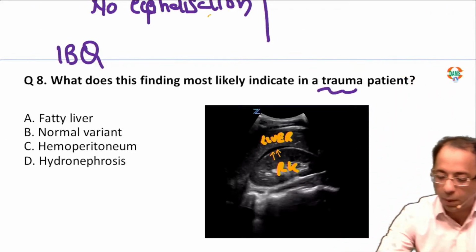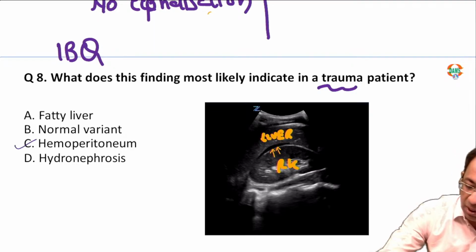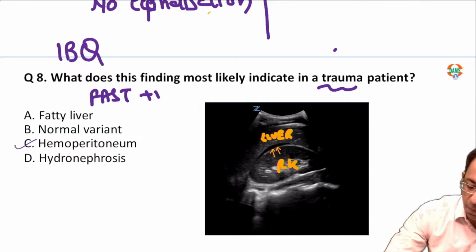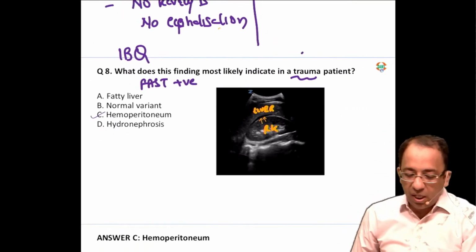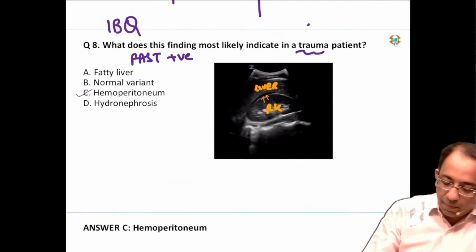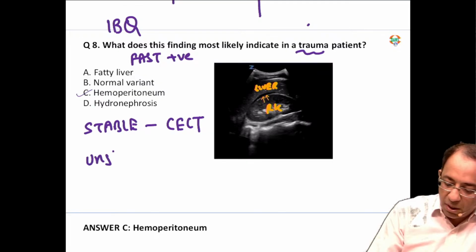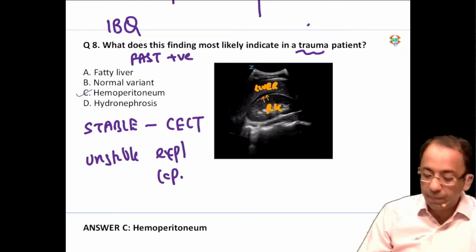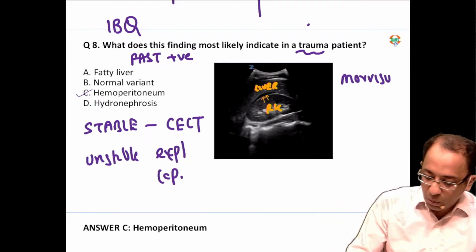If you have hemoperitoneum, it is called, tell me, what will be the answer? It is hemoperitoneum. It is called FAST positive. They can simply ask, what will be your next step? If the patient is stable, you should be doing a CECT. If the patient is unstable, you will go for exploratory laparotomy. This is the image showing you the Morrison's pouch.